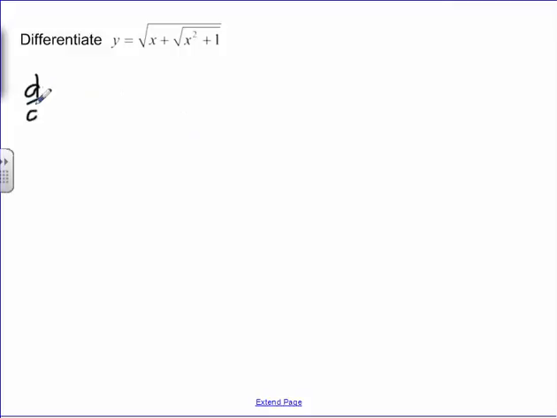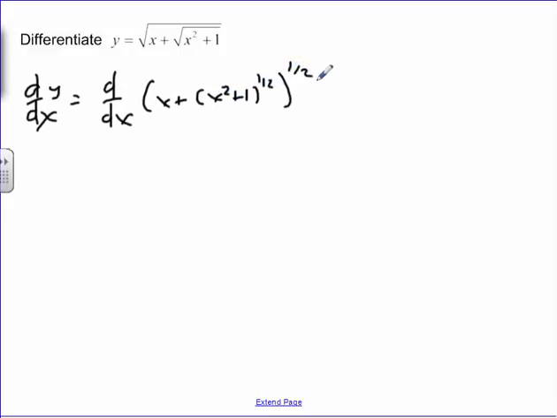If I'm going to find this derivative here, it's going to be equal to the derivative of x plus x squared plus 1 to the 1/2, and all of that is to the 1/2. So I used my first step to change all of my square roots to 1/2s. Hopefully that made sense, right? I changed the inside square root to 1/2. I changed the big square root to the 1/2. I haven't actually taken a derivative yet. So now I'll take a derivative.